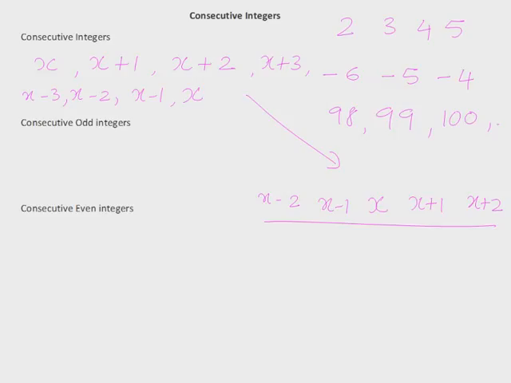How about consecutive odd integers? What are odd integers? 1, 3, 5, 7, 9. The positive odd integers start at 1 and move in jumps of 2.